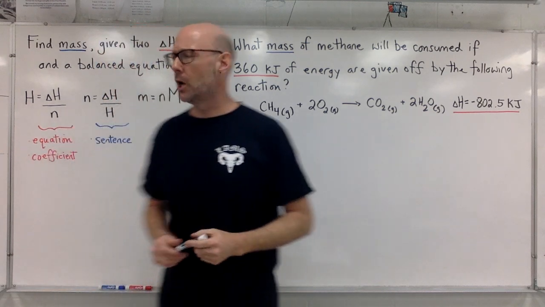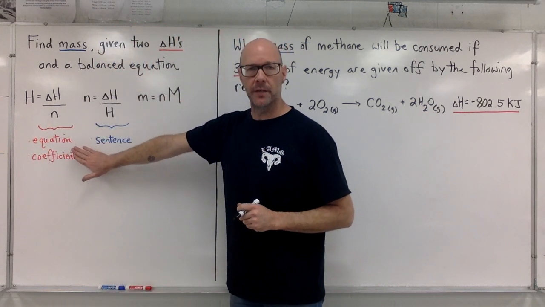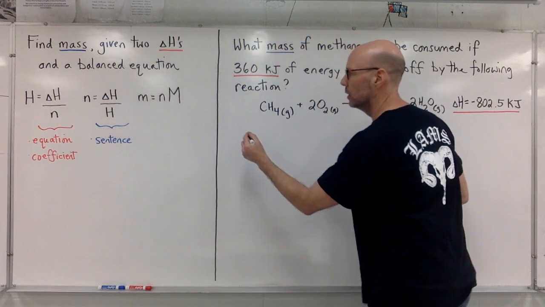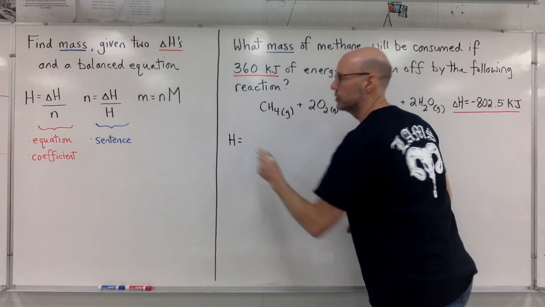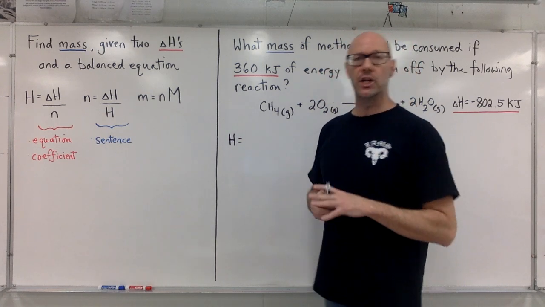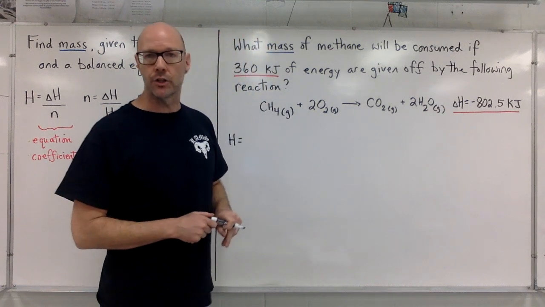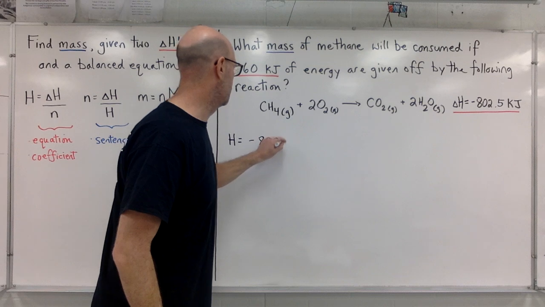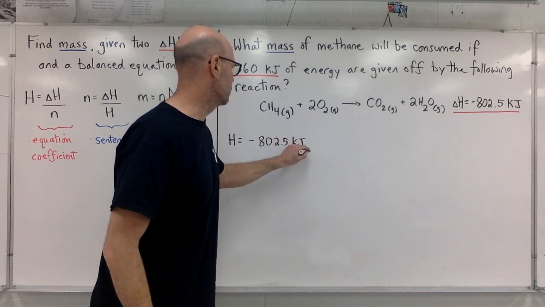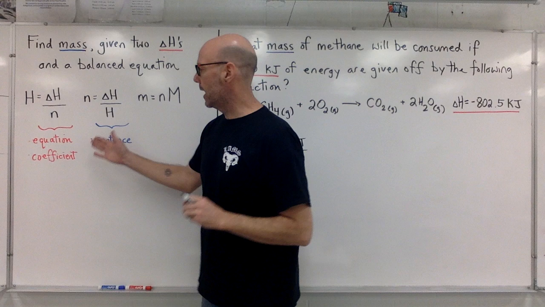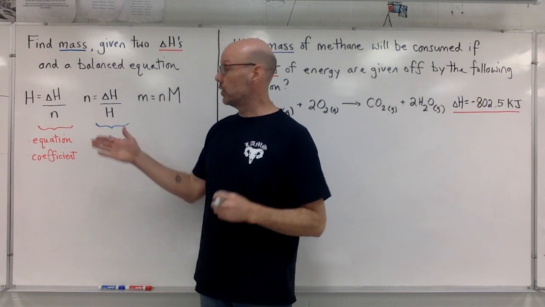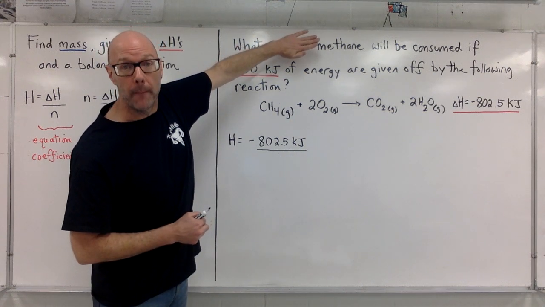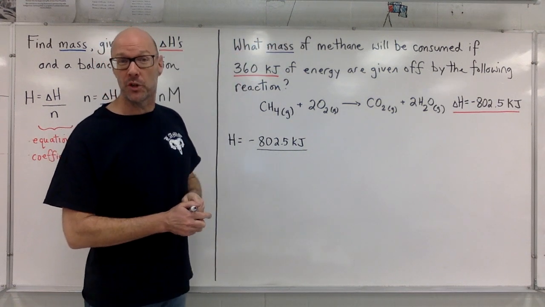Let's go for it. Our first step is to take the delta H from the equation and divide by the moles, the coefficient. Here we have H equals the delta H from the equation is this one, negative 802.5 kilojoules. We're going to divide by the coefficient, the balancing number that also comes from the equation. This question is asking us to focus on methane. Here's the methane. It's balanced with a 1.